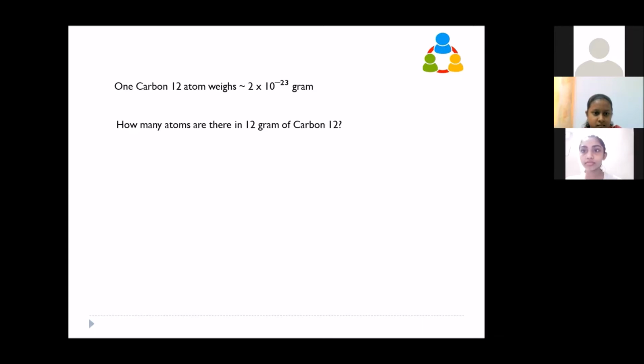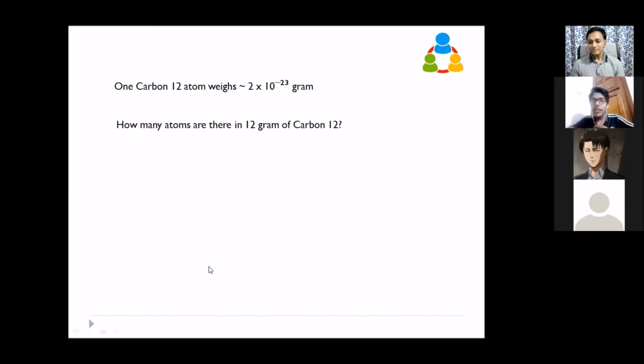12 into the value they give there. That is too quick an answer, so you sacrifice accuracy for speed. 12 divided by the weight of one carbon atom. Is that hyphen a negative or just a hyphen? That's negative.